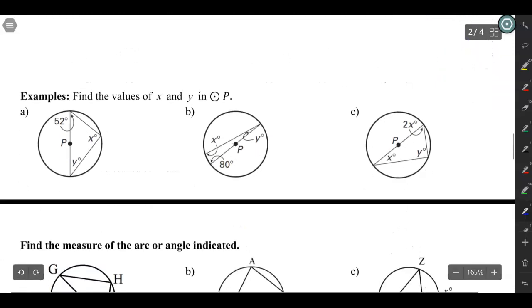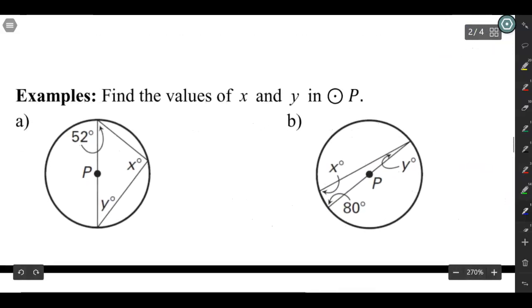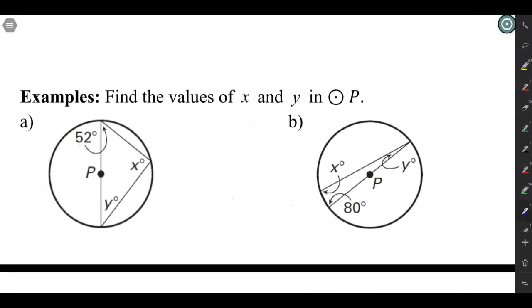So let's take a look at some examples of using these theorems. Let me zoom in on these two especially. So we're going to find the values of x and y in circle P. So first I want to look at some important parts of this triangle. First of all, it's inscribed, which is good. And I recognize this line right here as a diameter. So that automatically tells me that I've got a right triangle.